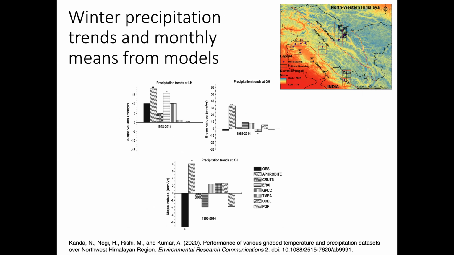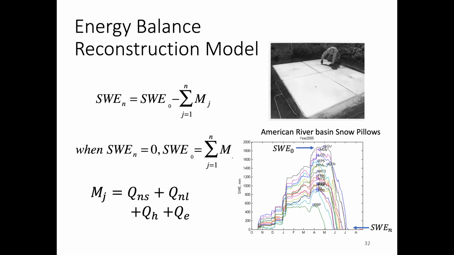In addition to the absolute values of the 7 precipitation products, the authors looked at trends in precipitation. The trends vary in magnitude as well as sign. Again, this is why we use the Reconstruction with the Earth energy balance of snow. So instead of relying on these uncertain precipitation products, we use an energy balance Reconstruction model to estimate the amount of water in the snowpack, or SWE, retrospectively.